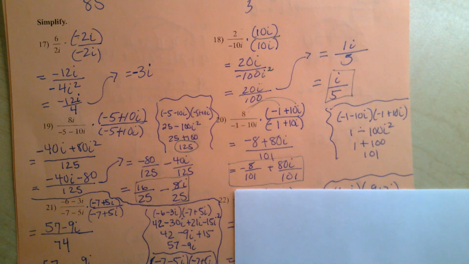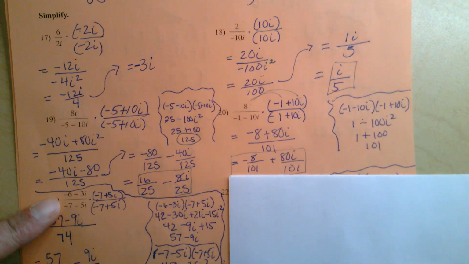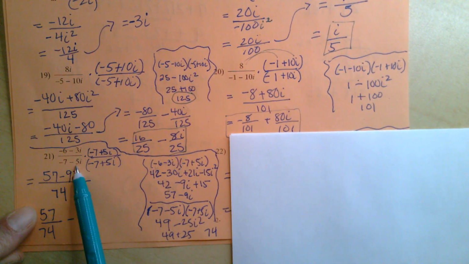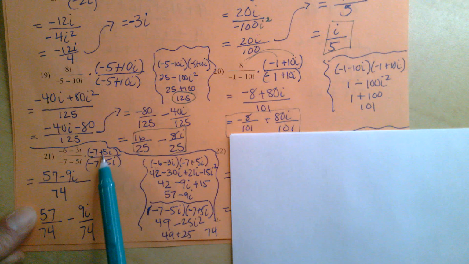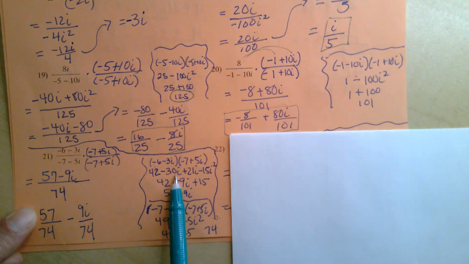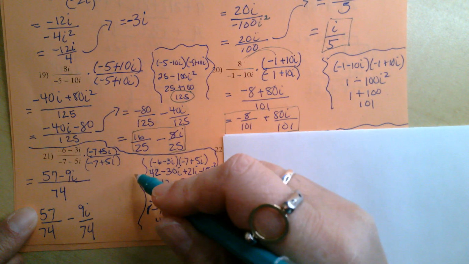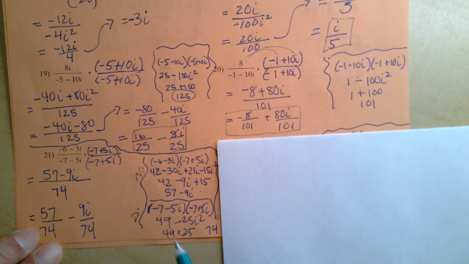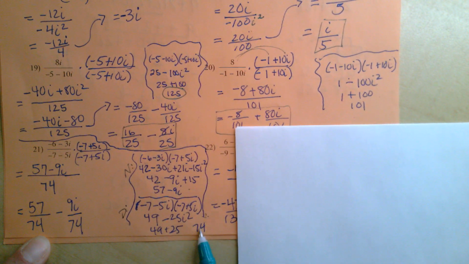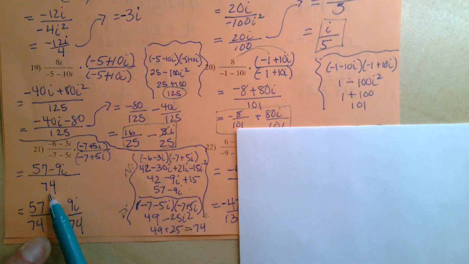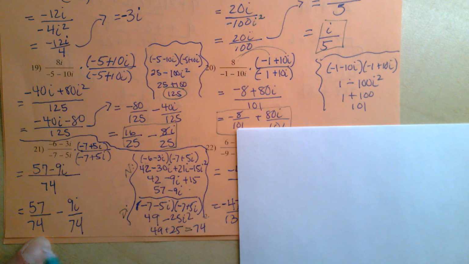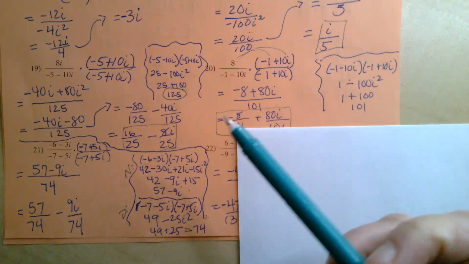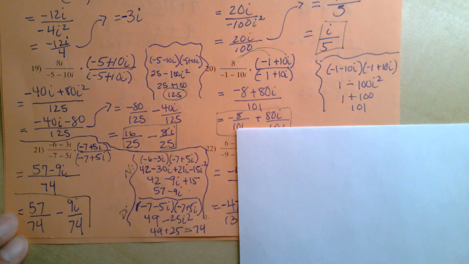All right, our last two here that you'll see, number 21, we get a little bit more complex. There's a little bit more work to do. We have negative 7 minus 5i, so multiply by negative 7 plus 5i, numerator and denominator. I did the work over here. Here's the numerator's work, 57 minus i. Here's the denominator's work, I got 74. So you can see all that work done out. And I separated it, 57 over 74 minus 9i over 74. I can't reduce it, so that's my answer.